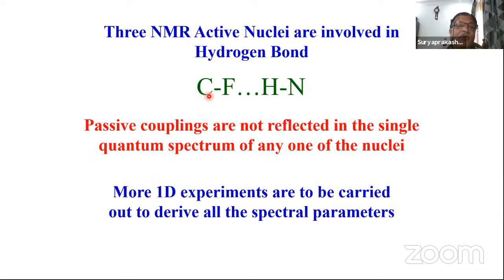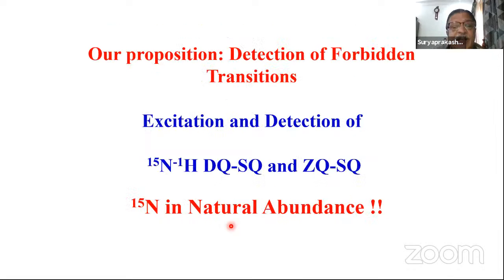In which case, when I detect any one of the nuclei, I told you earlier, we get the coupling between the active spin and the passive spin. The detected spin is called an active spin. Non-detected spins are called passive spins. And you get the coupling between active and passive spins. So that means if I have to get all the couplings of the three nuclei, I need to do more experiments. I have to do carbon NMR, fluorine NMR, proton NMR, or nitrogen NMR. Instead, what I'm going to do is, again, our proposition is I will detect the forbidden transitions. I do double quantum, single quantum, zero quantum, single quantum transition between nitrogen and proton.